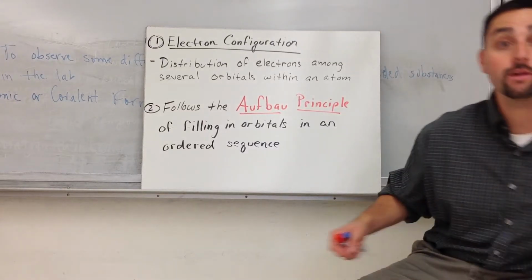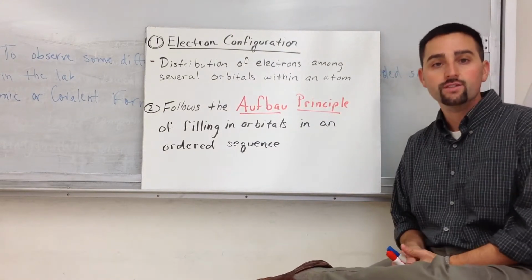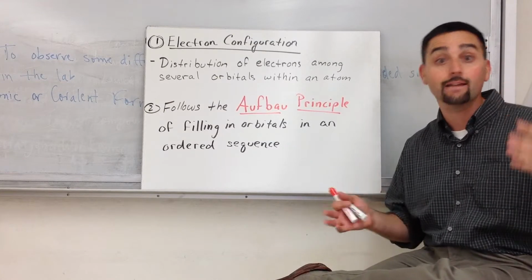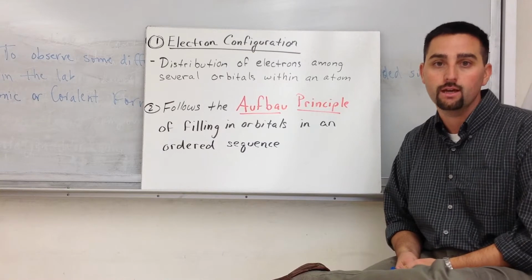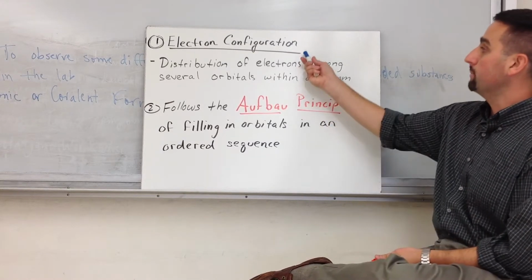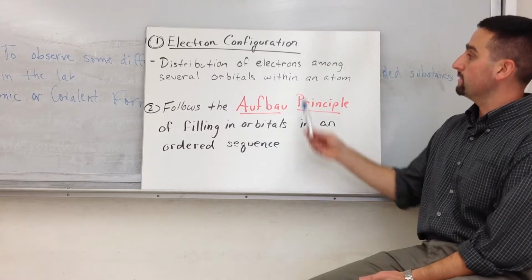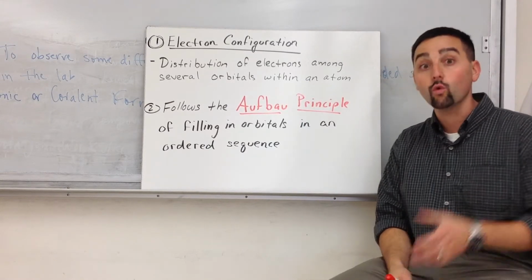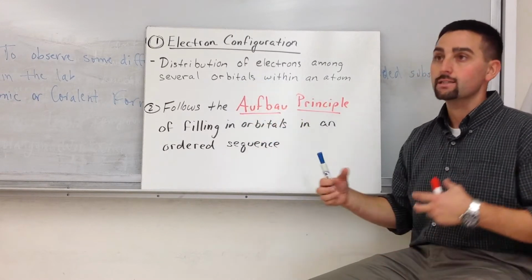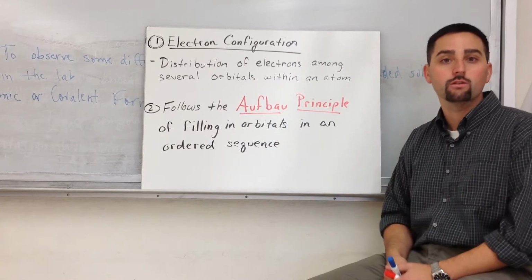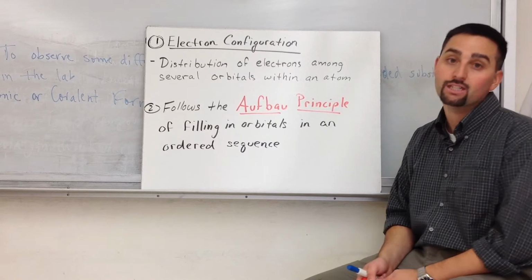So, this concept of configurations. What a configuration is, it tells a chemist and a physicist the likelihood or the most probable place where an electron resides at any given time. Just to read off the slides here, an electron configuration is the distribution of electrons among several orbitals within an atom. In other words, an orbital is a space. It's a three-dimensional space where an electron probably resides, and it's based on its energy content.